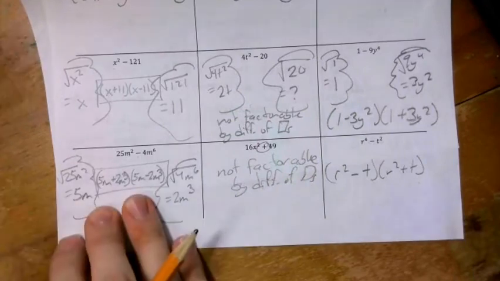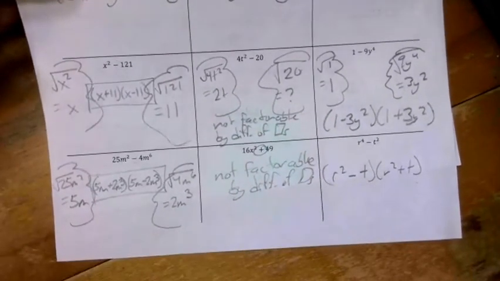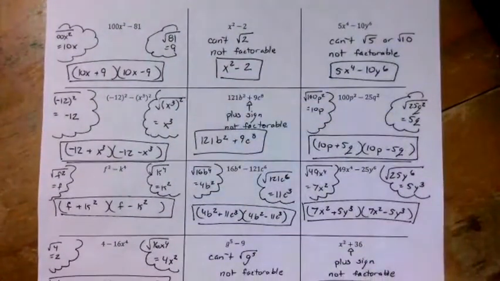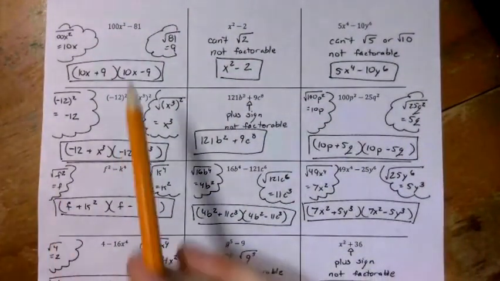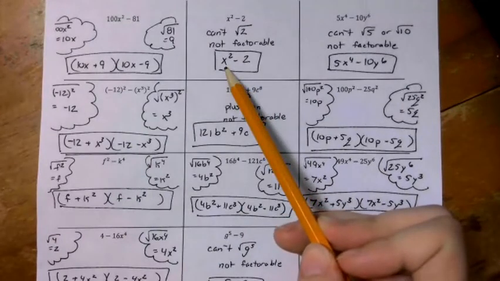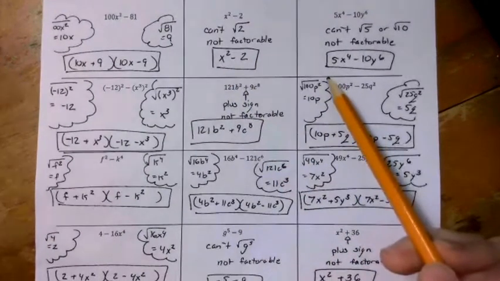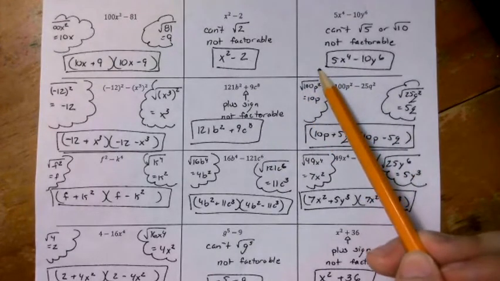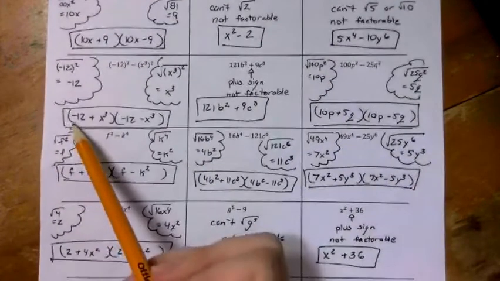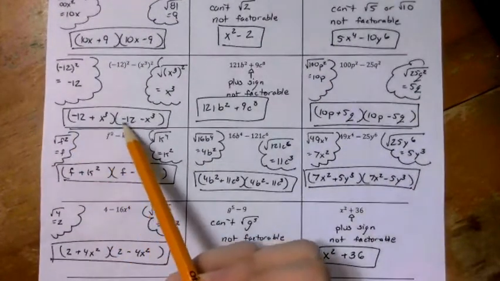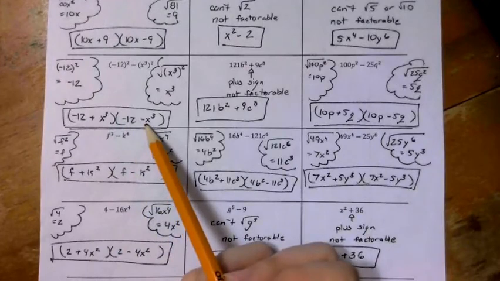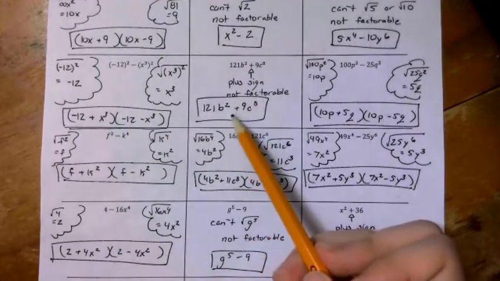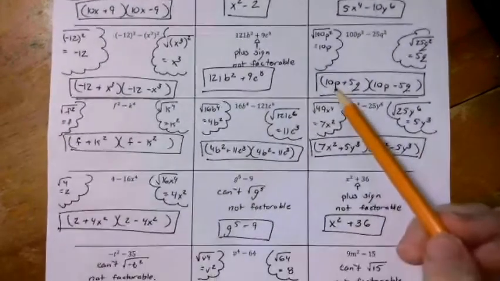All right, let's take a look at the very, very last page. So you should have 10x plus 9 times 10x minus 9. X squared minus 2 is not factorable. 2 is not a square. So it's not factorable by difference of squares. Same thing with our next one, not factorable by difference of squares. Then we get negative 12 plus x cubed times negative 12 minus x cubed. Then we have a plus sign, not factorable by difference of squares.